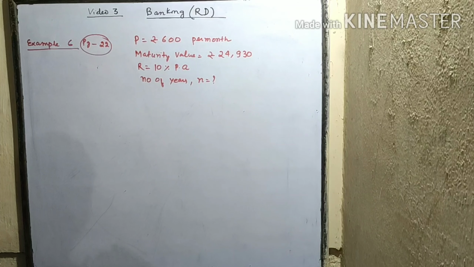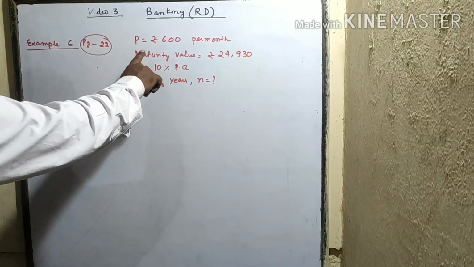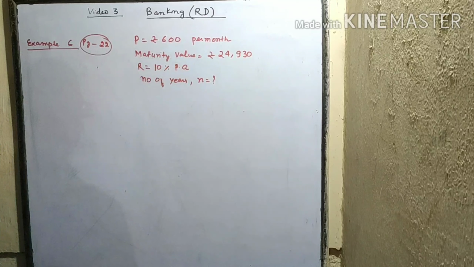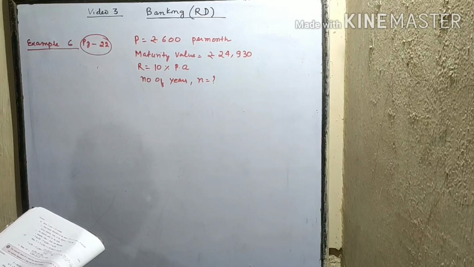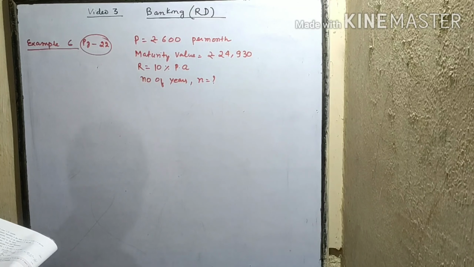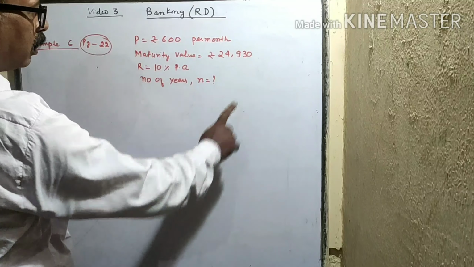So we are in banking chapter again. This is question of page number 22, example number 6. It is about Lady Monica who has a recurring deposit account in Union Bank of India and she is depositing rupees 600 per month. So P will be how much? Rupees 600, and she is getting rupees 24,930 as maturity value. So maturity value is 24,930.